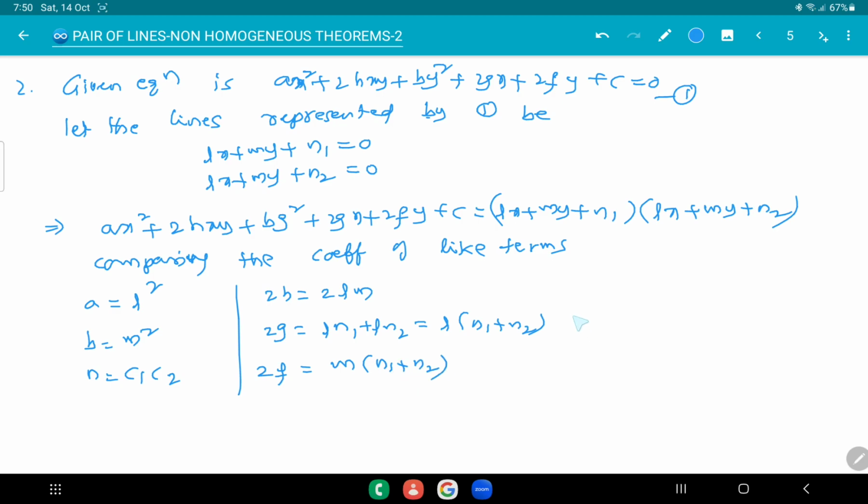So do remember this, let it be capital 1. From here I am writing that n1 plus n2 is 2g by l, and n1 plus n2 from this one is 2f by m. These are very important things, you have to remember that. This is the mandatory thing we have to remember.